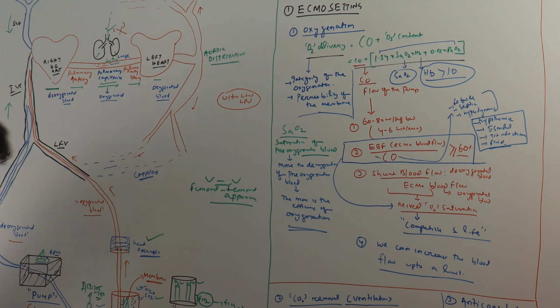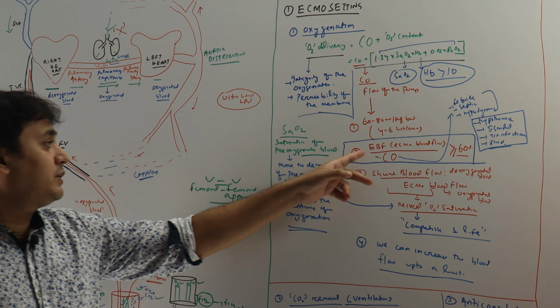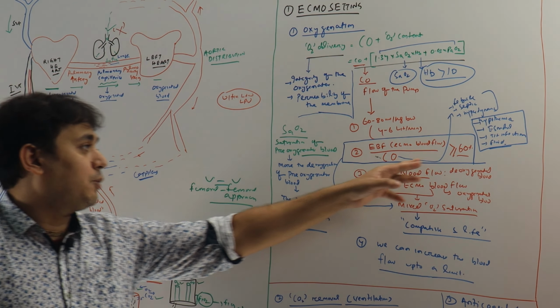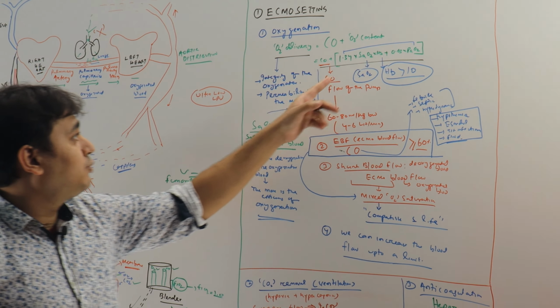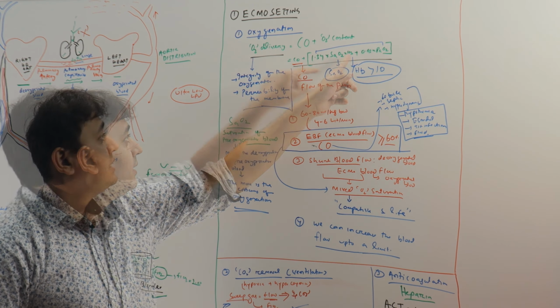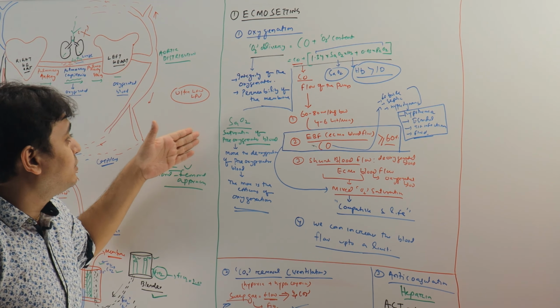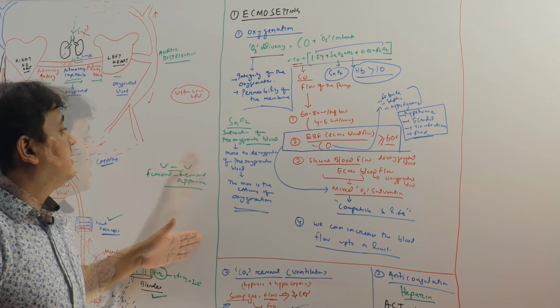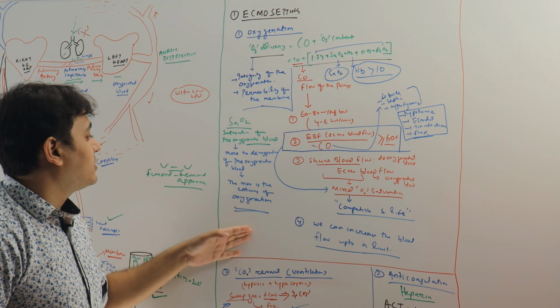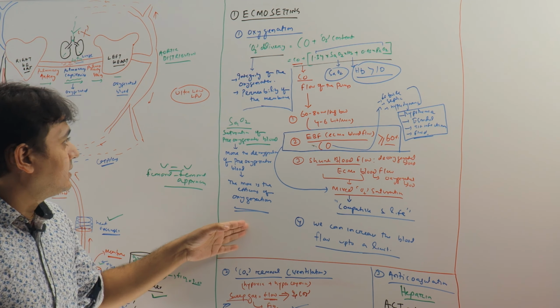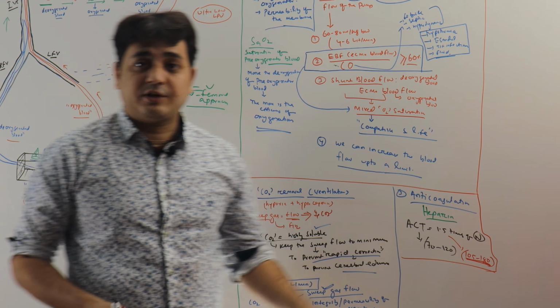Because the ECMO blood flow cannot be increased beyond a limit, we have to decrease the cardiac output if it starts increasing, to keep the ECMO blood flow to cardiac output ratio more than 60%, right? And to optimize the oxygen delivery, we have to keep the hemoglobin more than 10. The more the deoxygenation of the pre-oxygenator blood, the more is the efficiency of the oxygenator, right? So these are the things that we have to be careful about.